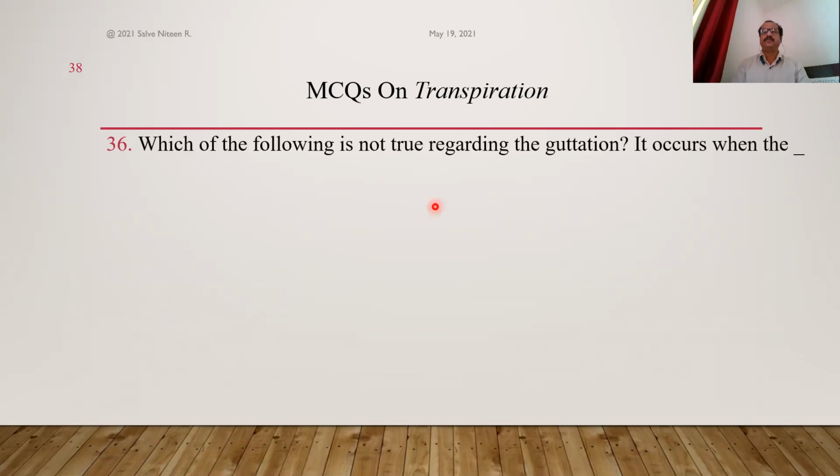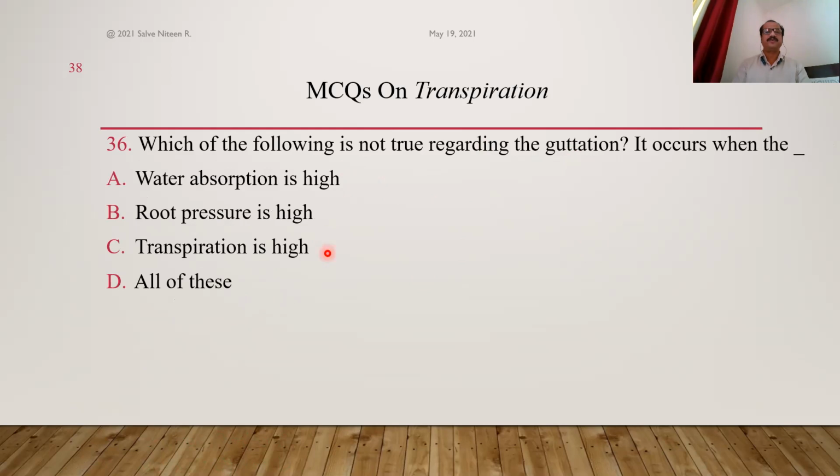Which of the following is not true regarding the guttation? It occurs when water absorption is high, root pressure is high, transpiration is high, all of this. So you know, for guttation, the main factor is root pressure. Root pressure means when there is accumulation of water inside the root or inside the xylem of root due to active water absorption, then there is formation of pressure, that is the hydrostatic pressure, and it is called as root pressure. So this root pressure is possible when there is high rate of water absorption, but when there is low rate of transpiration, root pressure develops. So this is not true. When transpiration is low, guttation takes place. So C is the right answer.